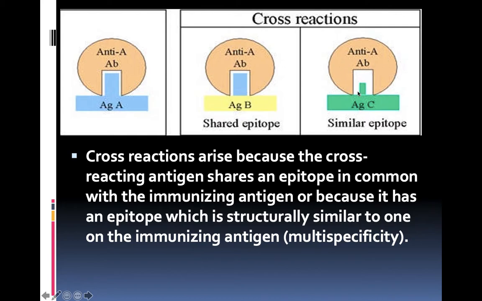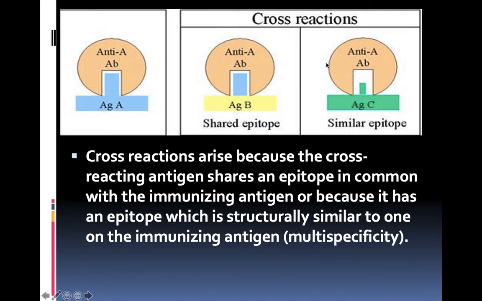Now, for this illustration, on the other hand, the cross-reacting antibody has a structurally similar epitope, similar to the immunizing antigen.